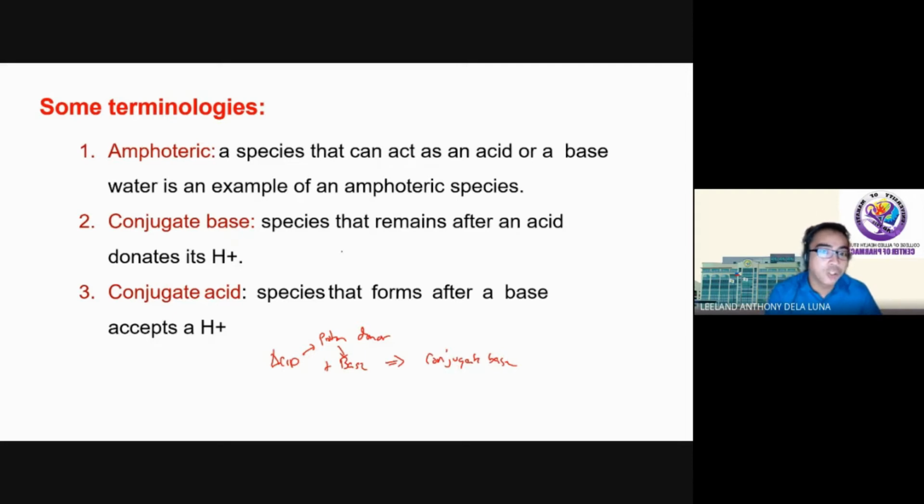Sabi nga natin, class, a conjugate base is a species that remains after an acid donates its hydrogen ions or its protons. Okay? What about the conjugate acid? A conjugate acid naman, class, is what forms after a base accepts hydronium ions. Okay? Very good. Okay, so it's vice versa.